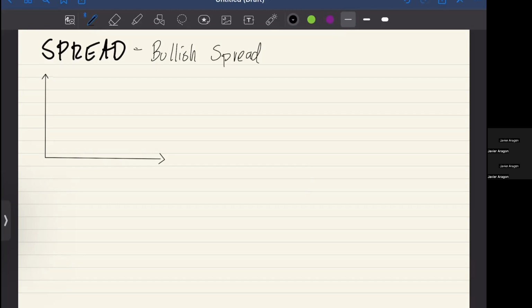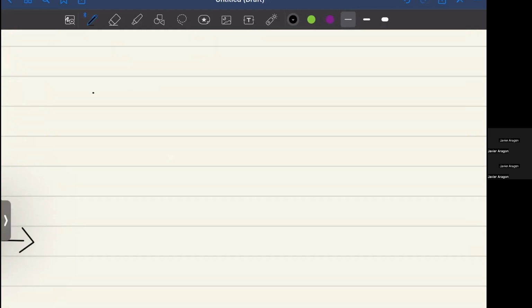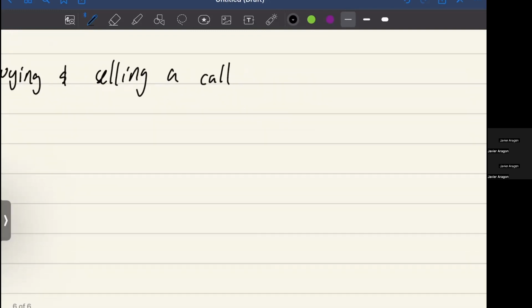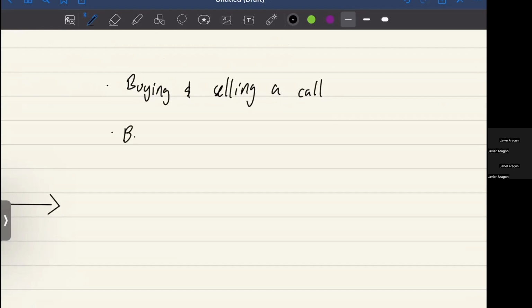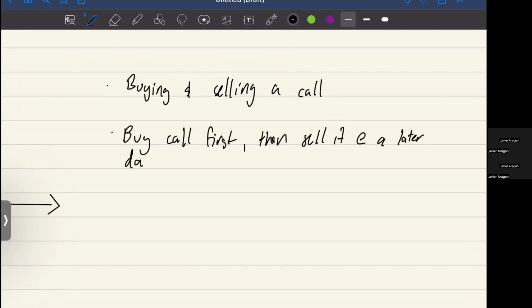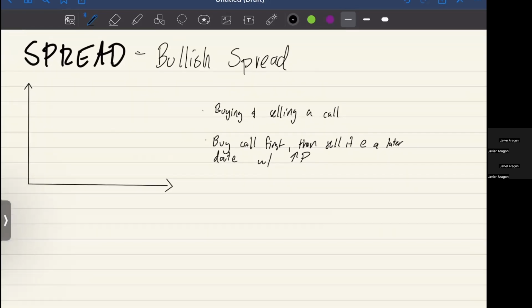And you're essentially buying and selling a call. You buy a call first, then sell one at a later date with a higher price. So how does this look?